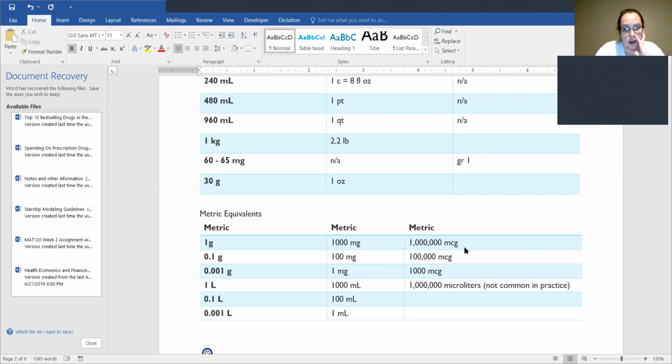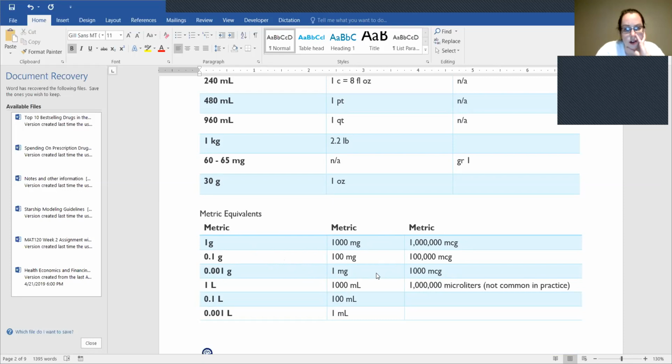It's also 1,000,000 micrograms. A milligram is 1,000 micrograms. We go in steps. There are steps every power of 10, so there is another 10 milligram step here. 0.01 grams is 10 milligrams. It has a special name, but we don't use them in medicine.